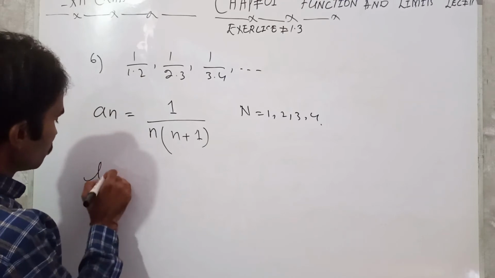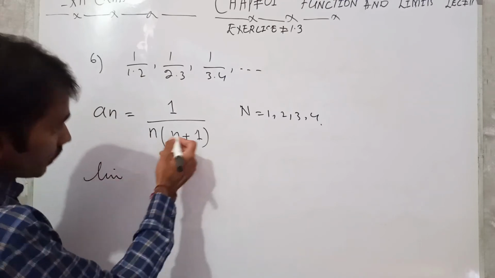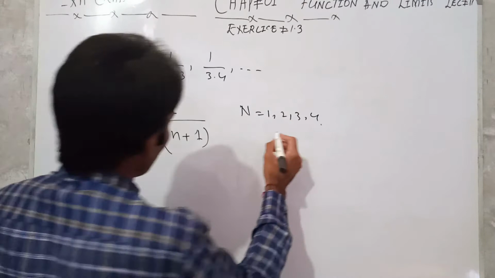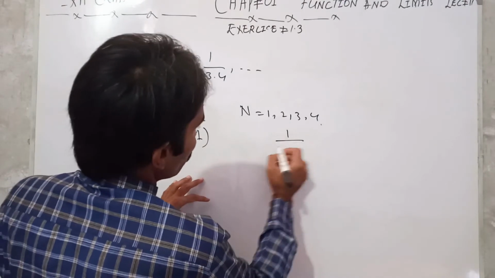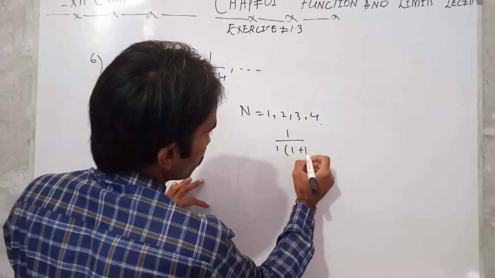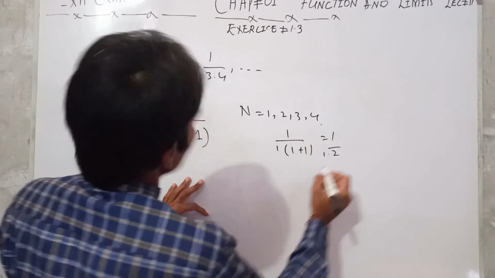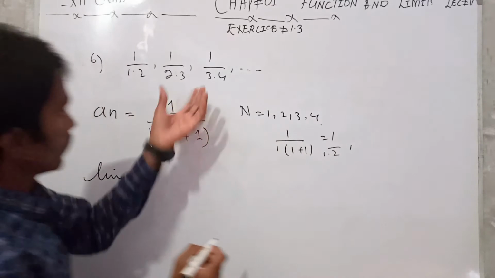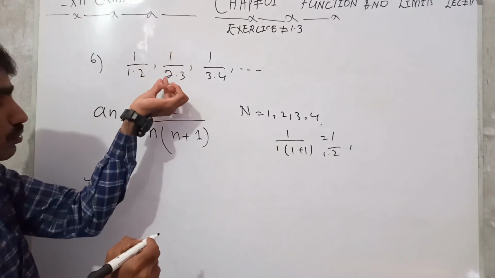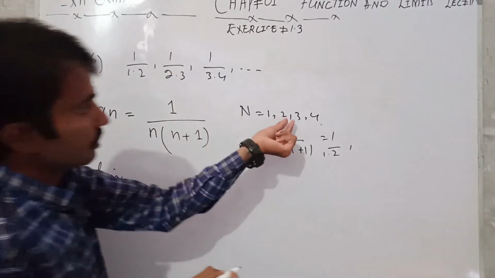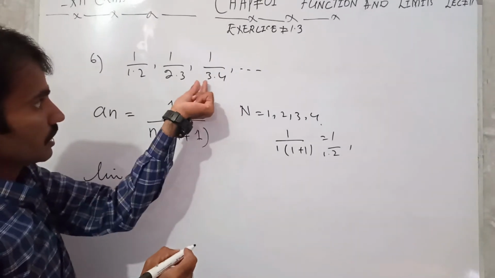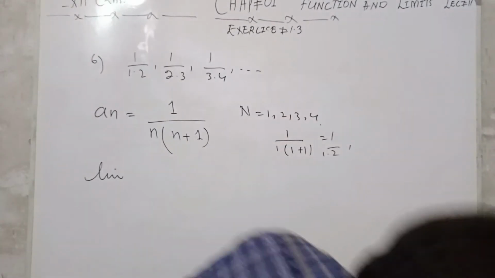So limit. When you put the natural number 1, it becomes 1 divided by 1 plus 1, so 1 divided by 2. Later on, when you put 2, the answer becomes 2.3. When you put 3, the answer becomes 3.4. So like that.